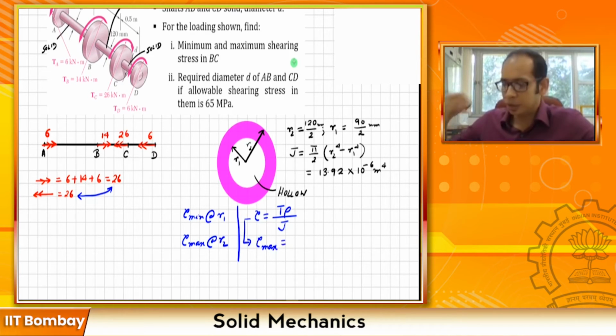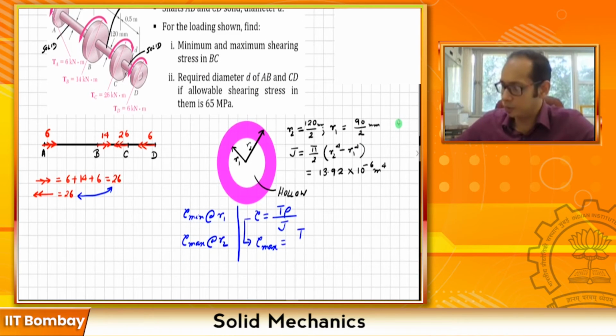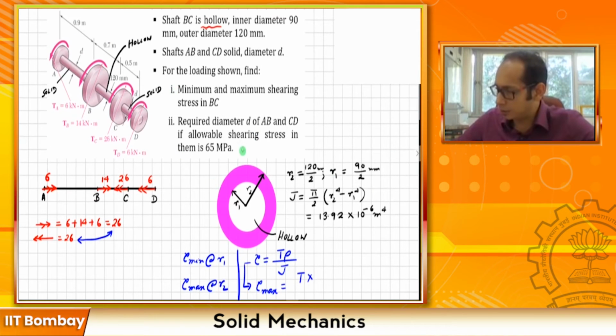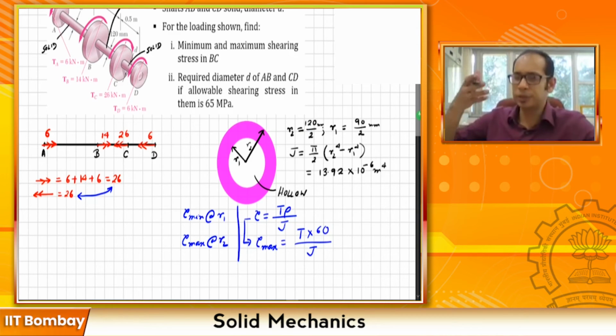It is going to be the applied torque, right? I still have not calculated that. Remember, I still have to calculate the torque in that section BC because it asks specifically for BC, meaning the maximum and the minimum stress, right? So this is going to be T times the outer radius, that is R2, which is what I've calculated here, 60 mm, divided by J. You have to substitute the right units because J I calculated in meter raised to 4.